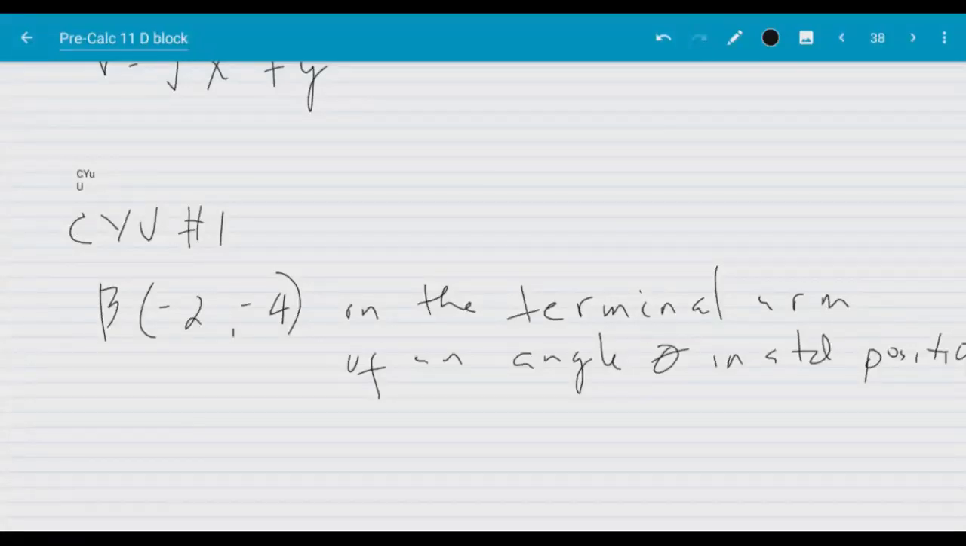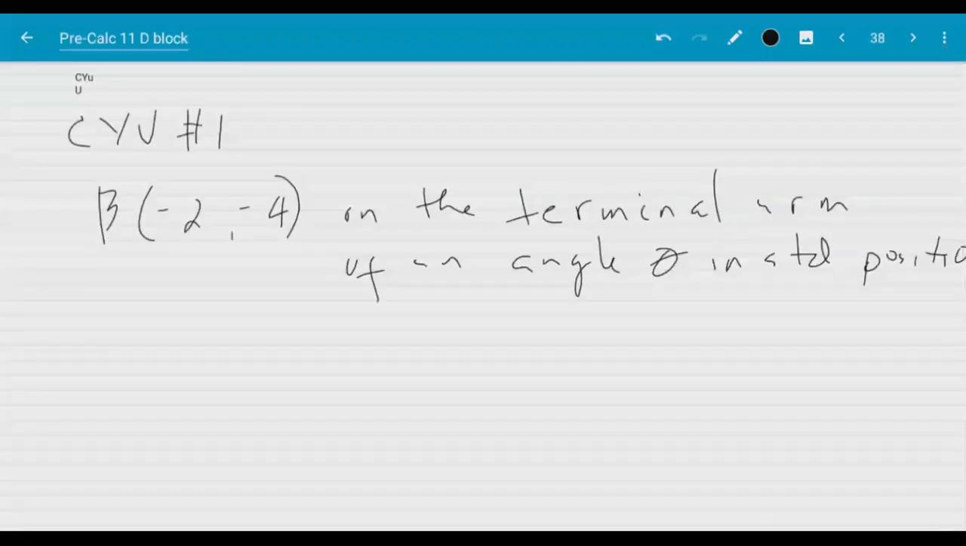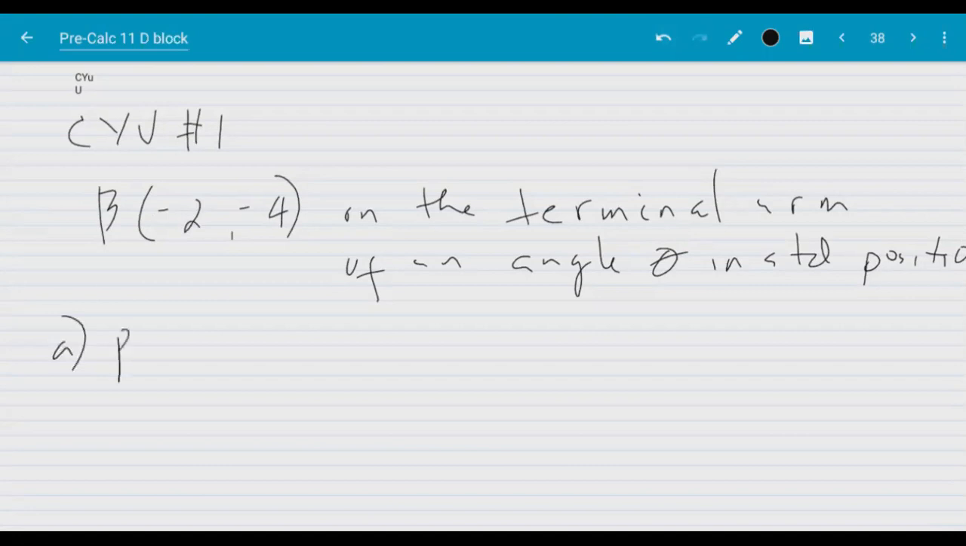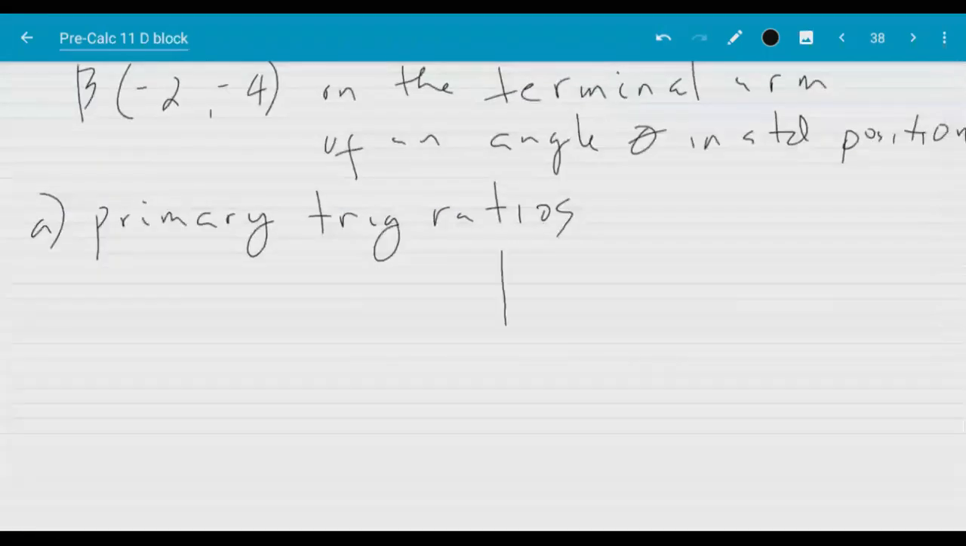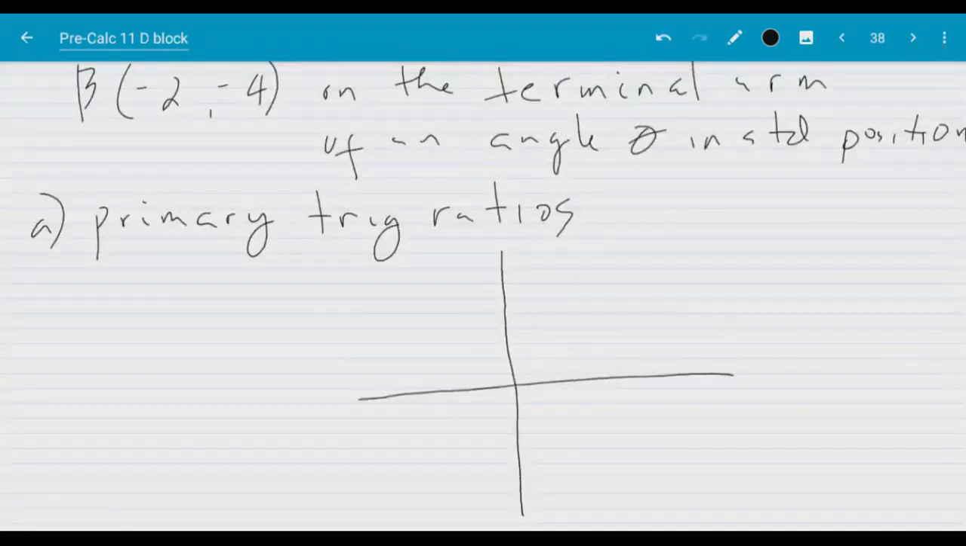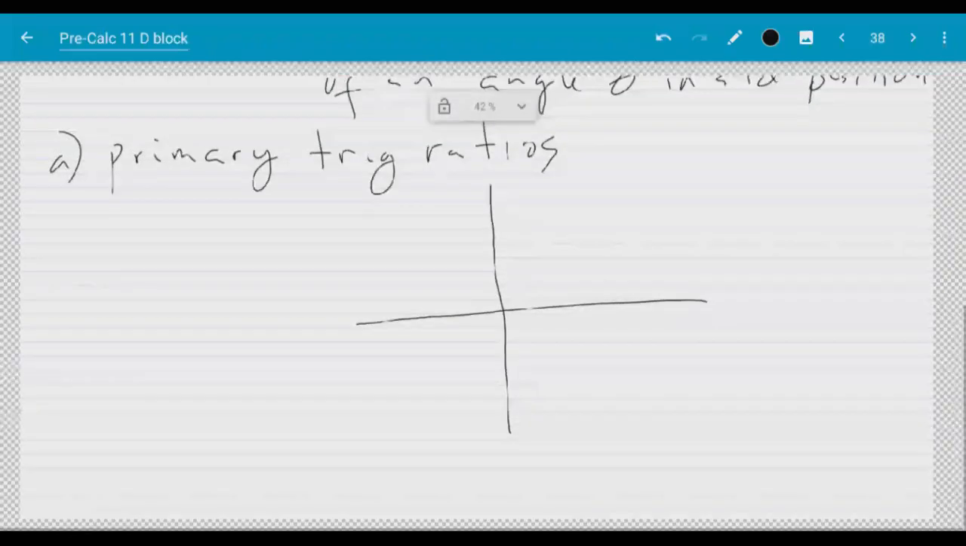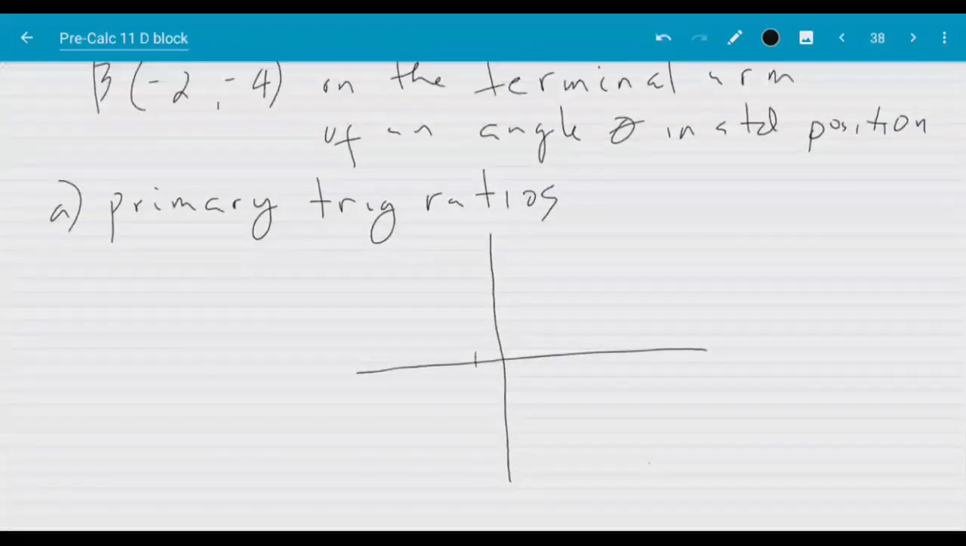Okay, so let's take a look. A, determine the primary trig ratios, meaning the sine, cosine, and tangent. Once again, I will begin by asking myself, what does this look like? (-2, -4). Where is it? -2, -4: 1, 2, 3, 4. So this one is our point B.